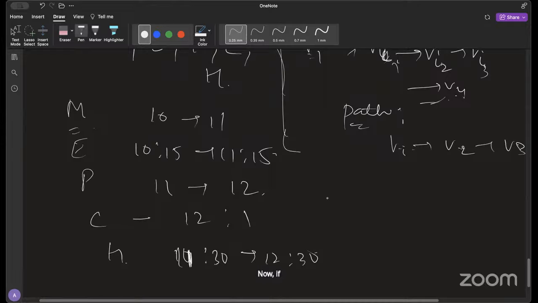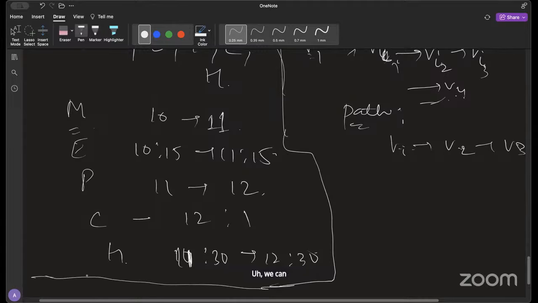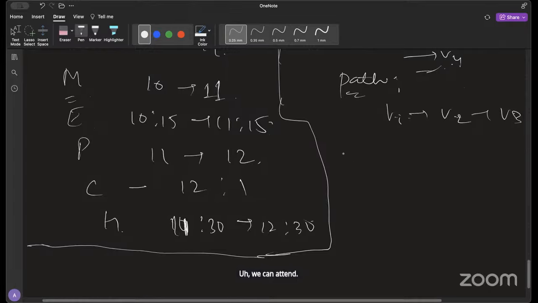Now, if you want to attend all these classes, or let's say I want to find the maximum number of classes I can attend, I can't obviously attend all of them. We can attend 3 of them. So if we need to find how many of them we can attend, we should be using independent set theory here, right?